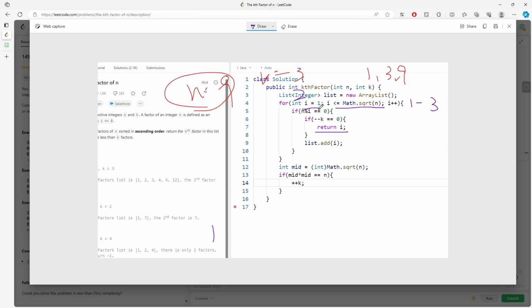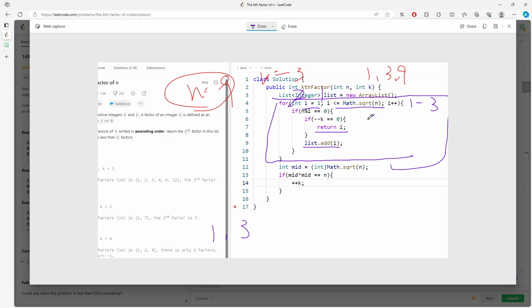So 9 multiplied by 2 does not equal 0, so I skip. So 9 multiplied by 3 equals 0, and I decrement my k, so this becomes 1. So let's add the 3 into the list, right? So 1 and 3. I'm still not returning, right? So I break out of the for loop because the next increment should be 4.